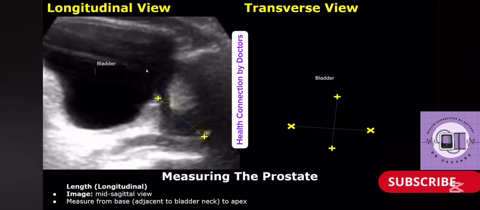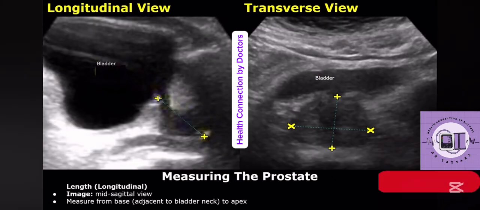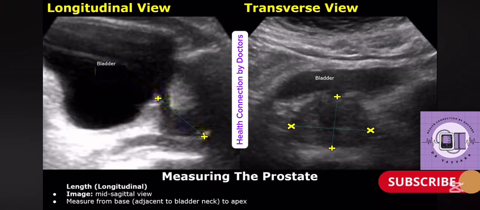Next, switch to a mid-sagittal view of the prostate. Measure from the base of the prostate, which lies adjacent to the bladder neck, down to the apex. This craniocaudal measurement represents the length of the prostate.